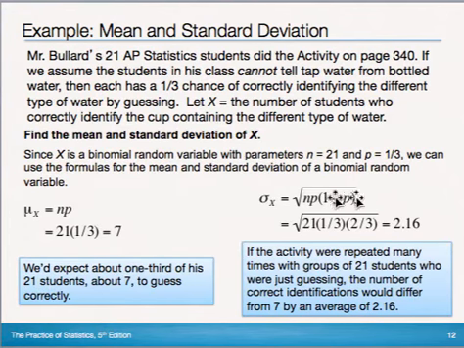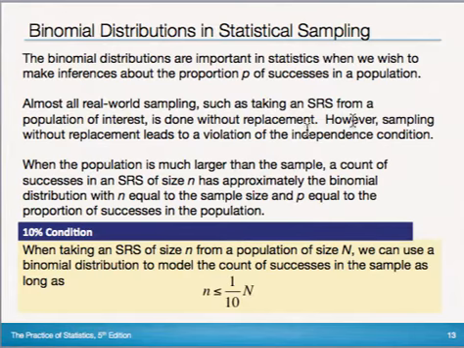The standard deviation we calculated as such, and we ended up with 2.16, which means that if we did this repeatedly, typically the number of correct identifications would vary around the mean of 7 by 2.16. So go down to 7 minus 2.16 or 4.84 and up to 7 plus 2.16 or 9.16. So that's where we would expect most of the guesses to be.